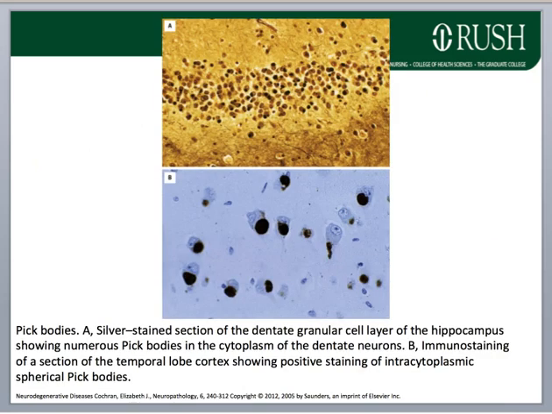The upper image is a silver-stained section of the dentate granular cell layer of the hippocampus, showing numerous Pick bodies in the cytoplasm of the dentate neurons. So if you look closely, the darker staining round objects here are the Pick bodies, and the lighter staining brown are the nuclei. This is more evident on the lower image, which is immunostaining of the temporal lobe cortex, showing positive staining for intracytoplasmic spherical Pick bodies, which displace the blue stained nuclei.